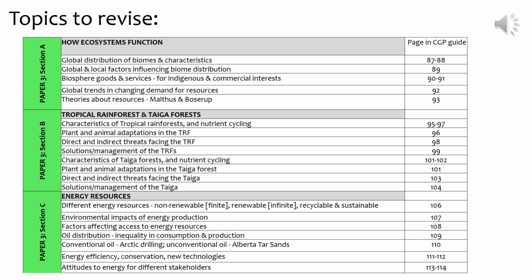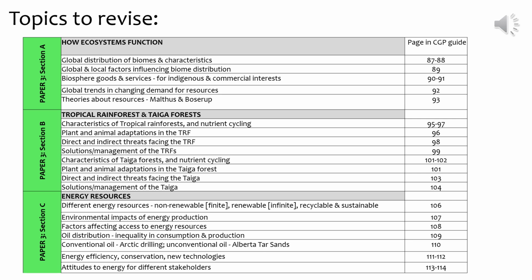The characteristics then of taiga forest. The taiga forests are the colder ones that we find across Russia and North America, and their nutrient cycle is much slower, mainly because the temperature's colder and it's also a bit drier too. Then you need to know the same, plant and animal adaptations and solutions and management of the taiga forest.